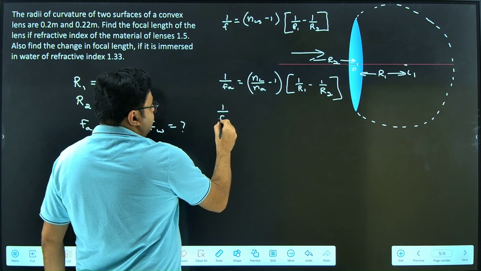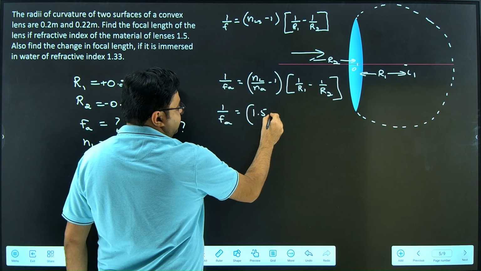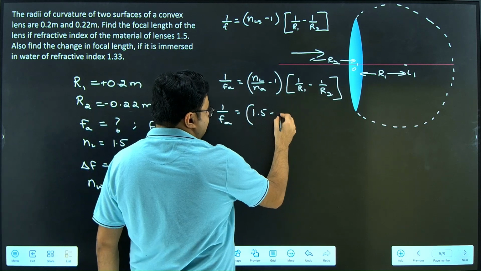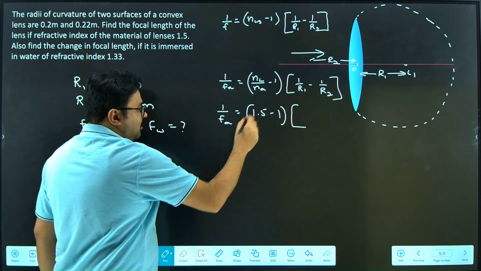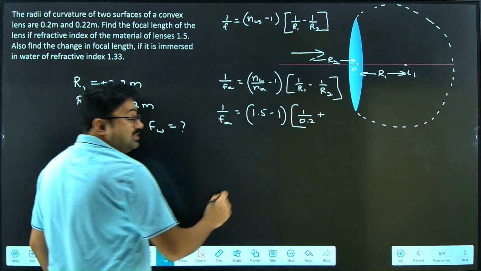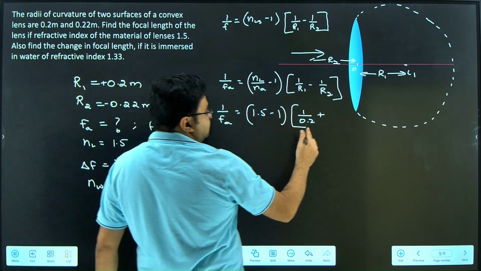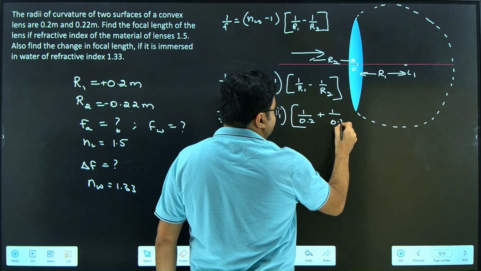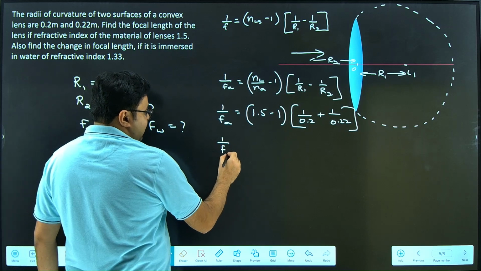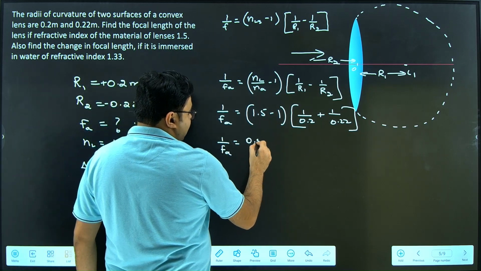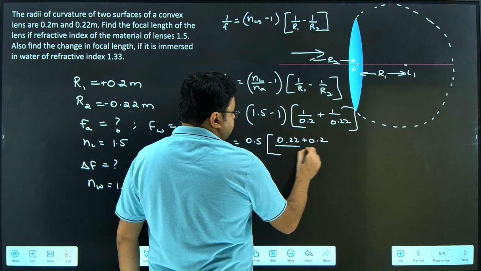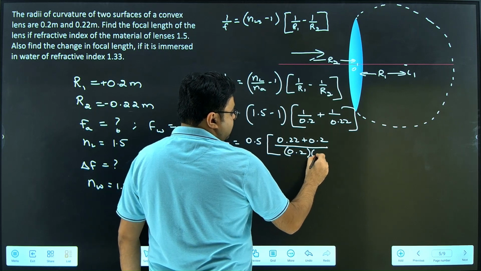Let us substitute now. 1 by FA is equal to 1.5, which is the refractive index of the lens. Refractive index of air is 1, so it's better not to write it. Then I have 1.5 minus 1 into 1 by R1. 1 by R1 is 0.2 minus of minus. There is a minus in the formula and R2 is negative, so minus into minus becomes plus. You have 1 divided by 0.22. Now that is the lens maker's formula for focal length of the lens in air. So 1 by FA is going to be 0.5 multiplied by (1 by 0.2 plus 1 by 0.22).